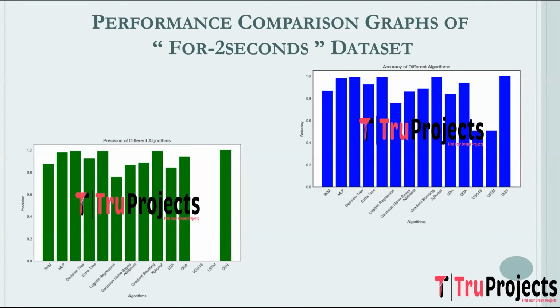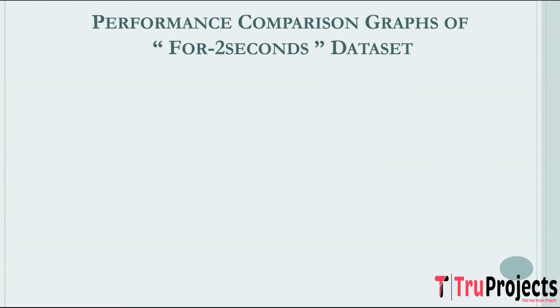This is precision comparison graph. Precision is the ratio of true positive predictions to the total positive predictions, representing the model's ability to correctly identify relevant instances while minimizing false positives.